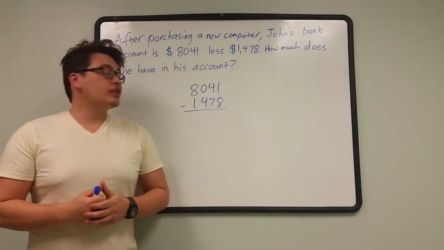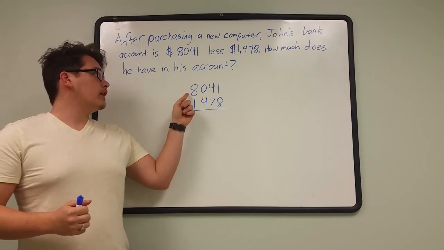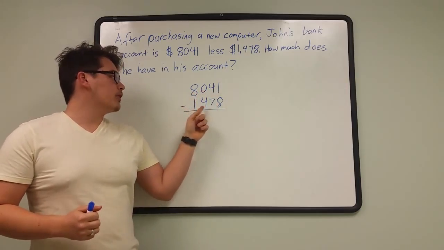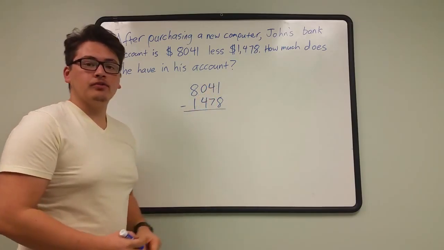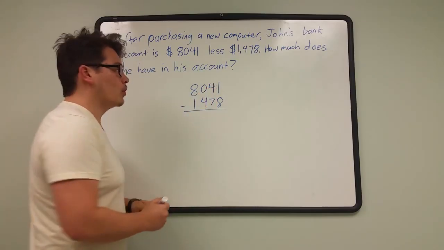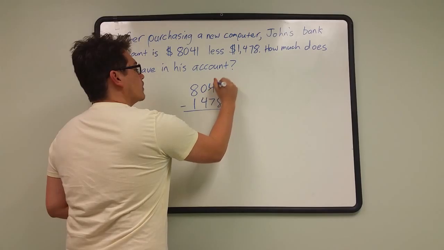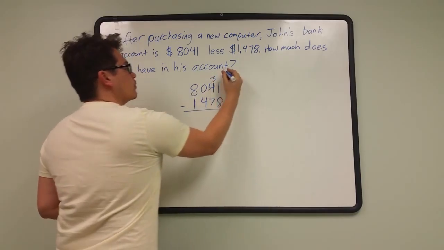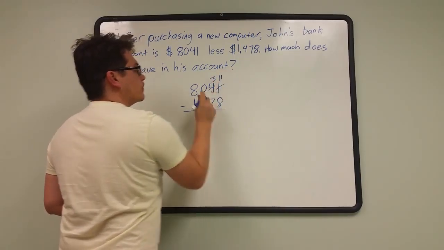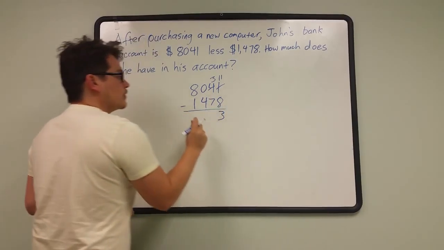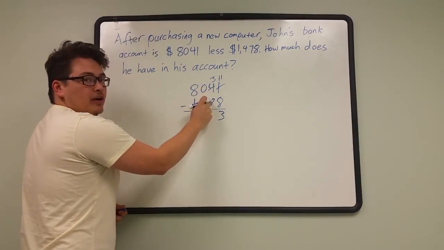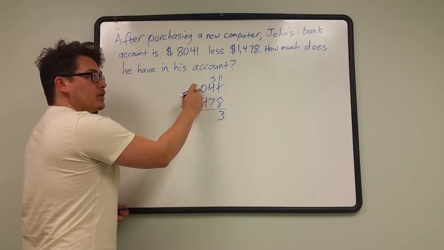So now that we have it lined up, let's subtract. We're doing 8,041 subtracted by 1,478. 1 cannot be subtracted from 8. It's going to borrow 10 from this 4, making this 4 a 3, and making this 1 an 11. 11 minus 8 gives me 3. 3 can't be subtracted by 7, so it needs to borrow 10 from the next number.